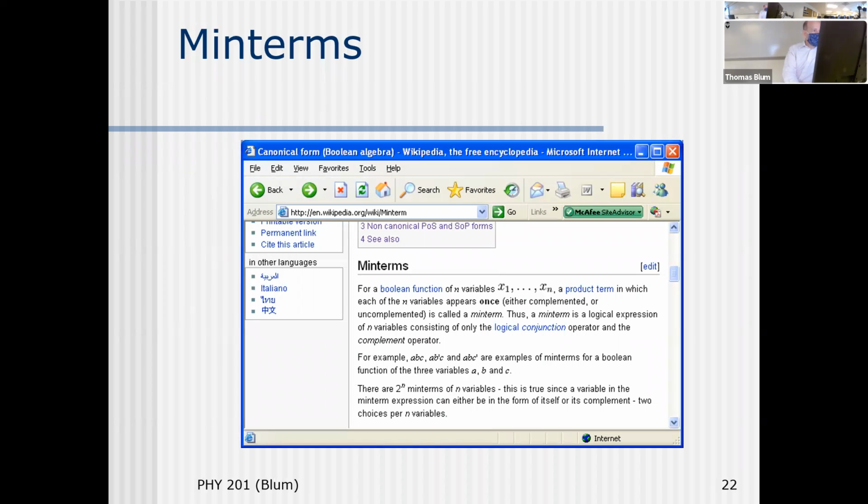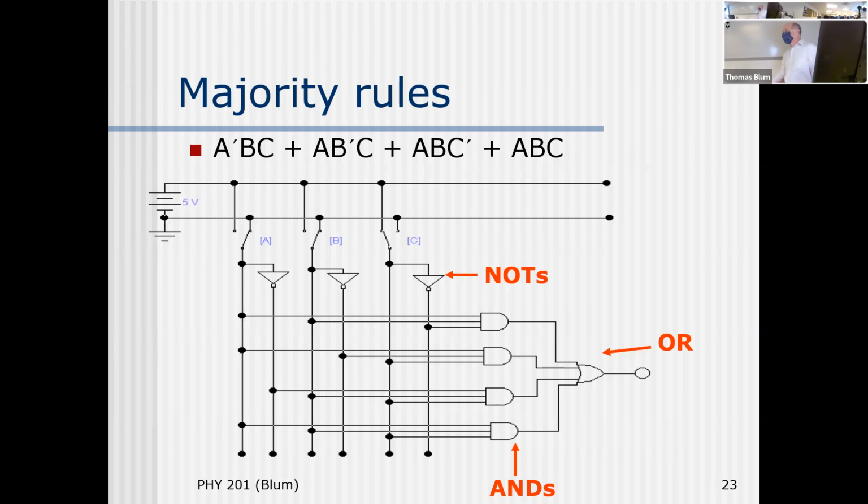Okay, stuff I stole, okay. Here's what it looks like if you build it in Multisim.